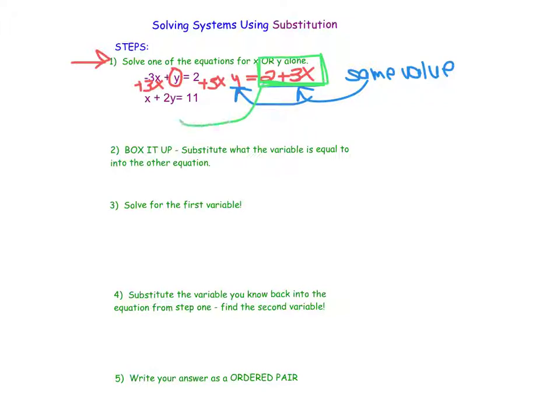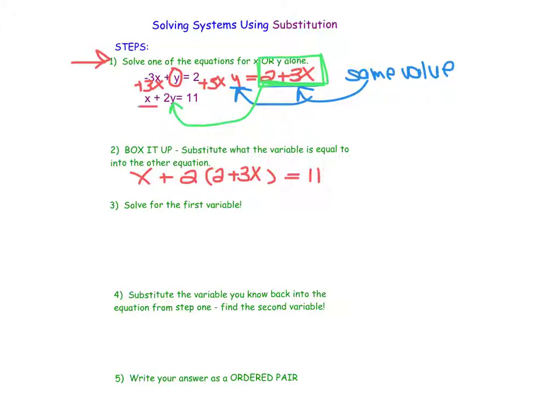And I'm going to substitute it in for y in this second equation. So I'm going to rewrite the second equation, and as I do that, I'm going to replace y with what it's equivalent to, which is 2 plus 3x. So here we have x plus 2. I'm replacing y with something it's equivalent to, which in this case I notice is 2 plus 3x. And notice I'm putting it in parentheses there to say this is all going in place of y.